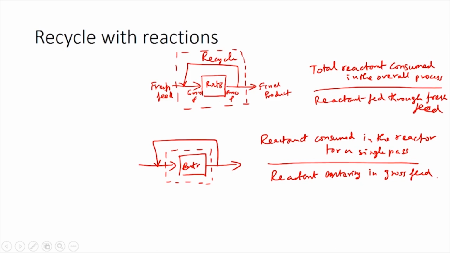So, now what you have here is the single pass conversion. You can clearly see that the reactant which is entering this reactor, which is the system we have chosen, passes through the reactor only once. So, whatever conversion happens is because of a single pass through the reactor. That is why it is called a single pass conversion.